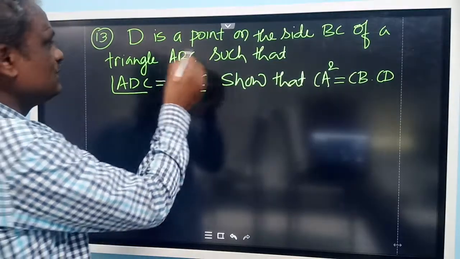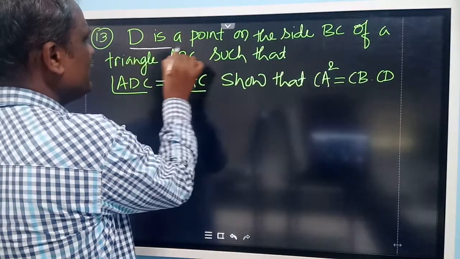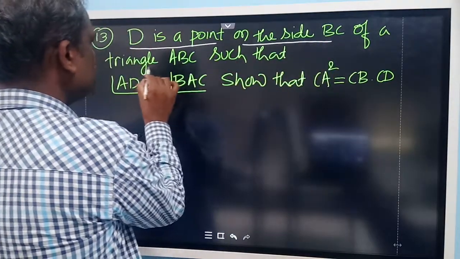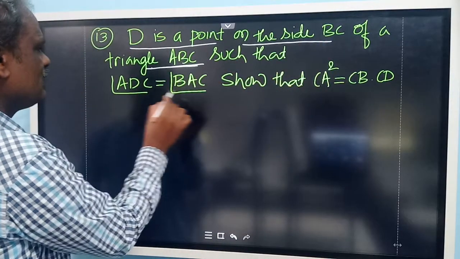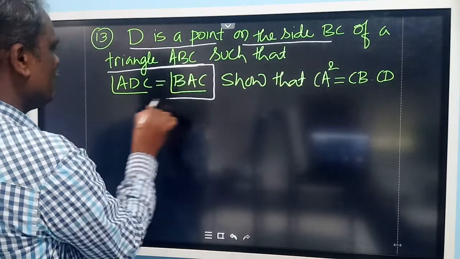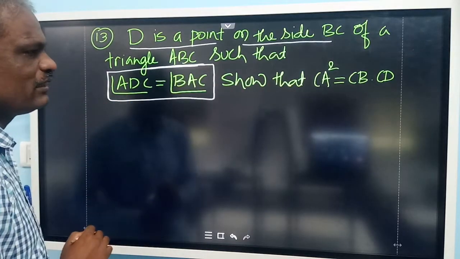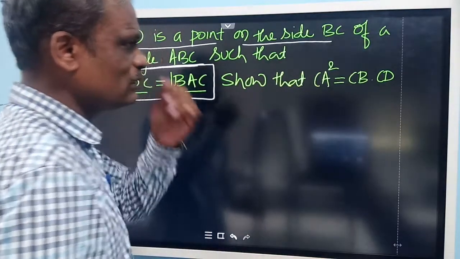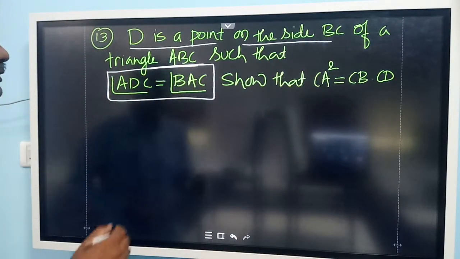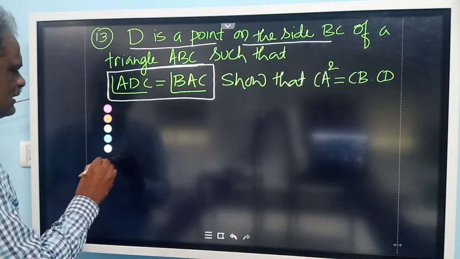D is a point on the side BC of triangle ABC such that angle ABC is equal to angle BAC. This is the data they have given. You have to prove that CA square is equal to CB into CD. So now let us draw the diagram using this.